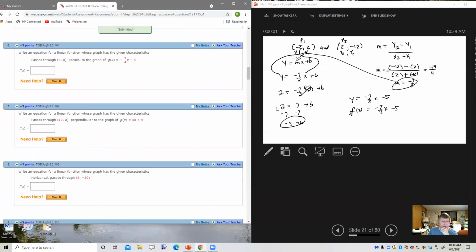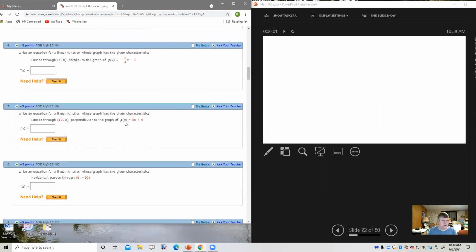All right. Number 6 says, write an equation for a linear function whose graph has the given characteristics. It passes through the point (4, 0), and it's parallel to the graph of g of x equals -3/4 x minus 8. Well, the slope of g of x is -3/4. Parallel lines have the same slope. So we're going to use that same slope.